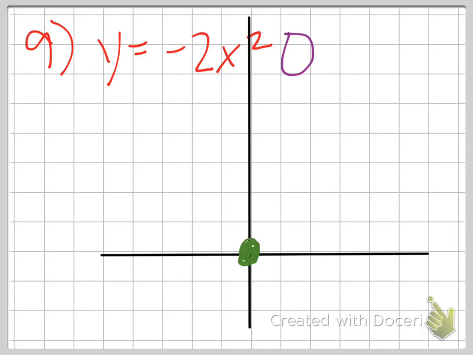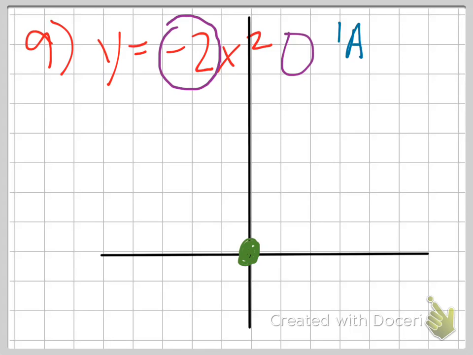Now, we can also find out how fat or how skinny or how wide or narrow the graph is based on the number in front of x squared, the coefficient in front of x squared. And that's what we've referred to as a in a quadratic equation. So, the number in front of x squared tells us a couple of things. The first thing the number in front of x squared can tell us is how narrow or how wide the graph can get, or how fat or skinny.